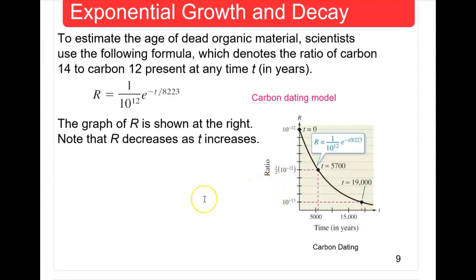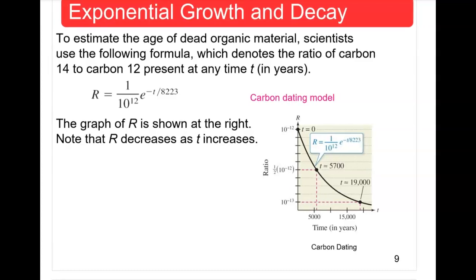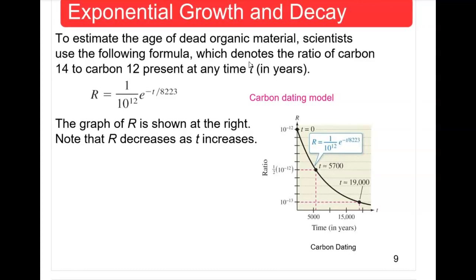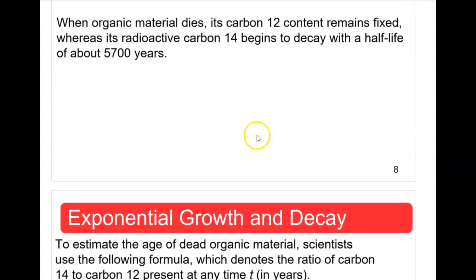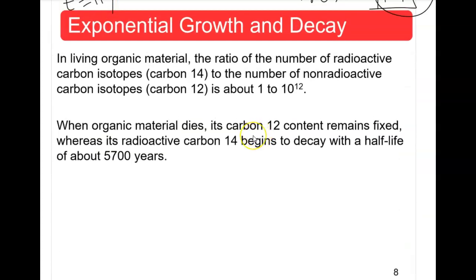Our next problem is about exponential decay. And we know it's exponential decay because we have the model here with a negative exponent, as you can see, -t. But before we solve that problem, we're going to go over some concepts.